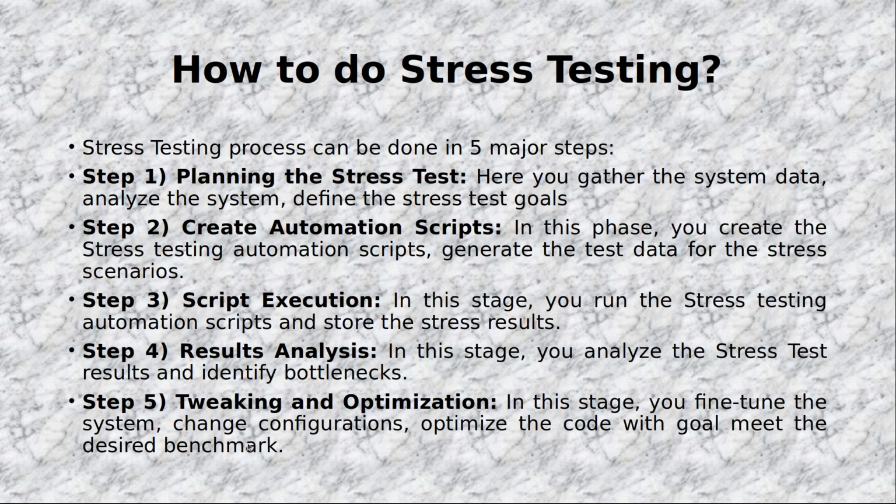Then how to do stress testing? There are five major steps. First, plan the stress test. After that, create an automation script. That means if stress occurs, then we give the automation script to handle the stress. Then script execution: after finding the stress, the script will be executed and give the result. Then we take the result and analyze it. Tweaking and optimization means you fine tune the system and change the configuration.